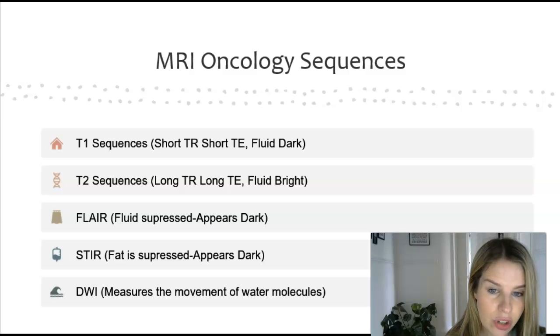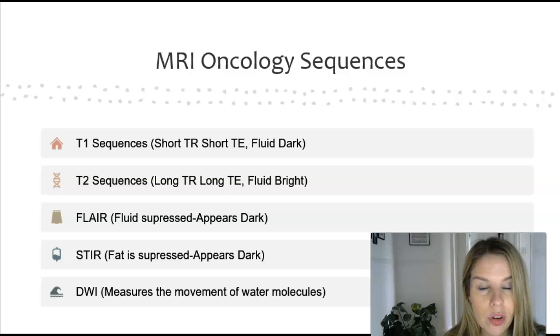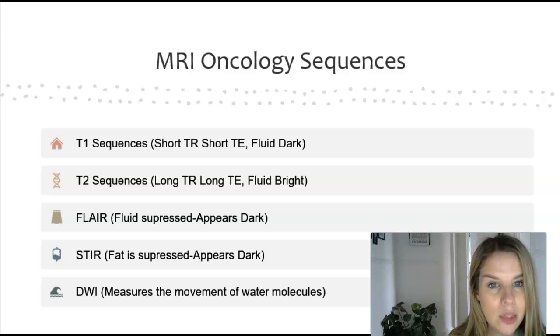And the fat appears dark. And the other sequence that we use is the diffusion weighted imaging sequence, which essentially measures the movement of water molecules within the body, so the Brownian motion of water molecules. And if there is a pathology, and in this case we're talking about oncology, so if there is a tumour, usually that will restrict the movement of water, so we have restricted diffusion, and then that will be obvious on the sequence. So these are the main sequences we use.